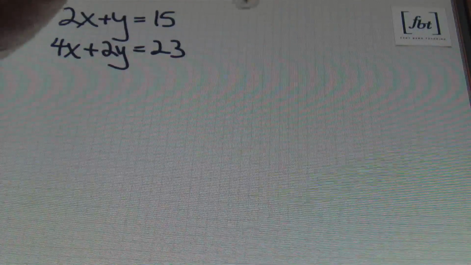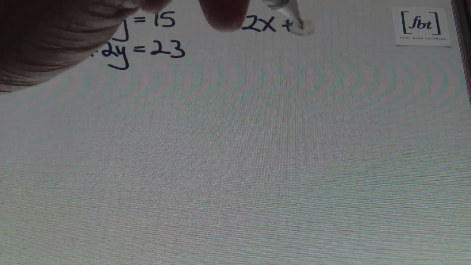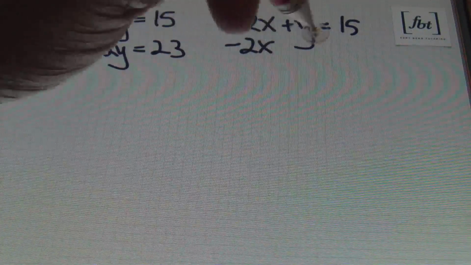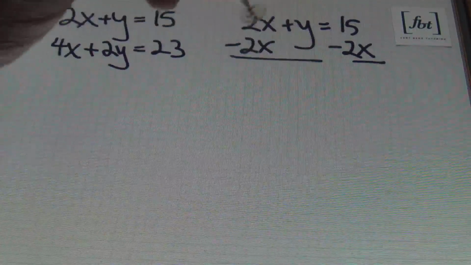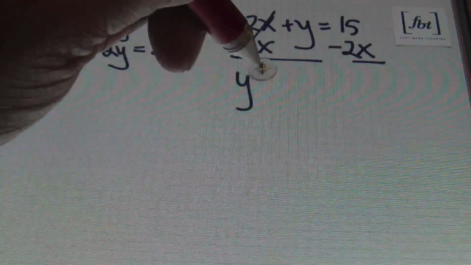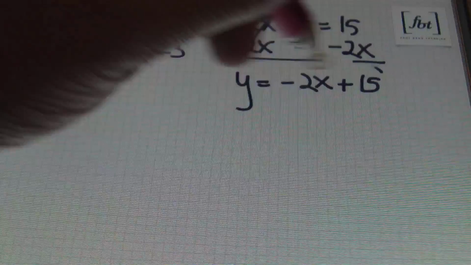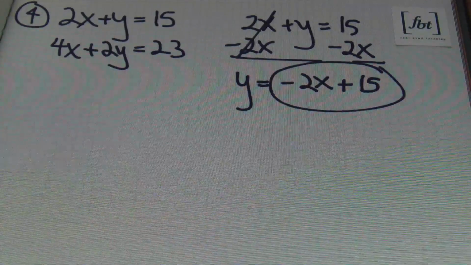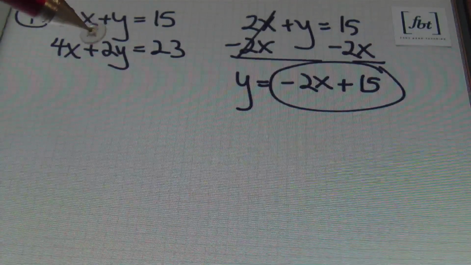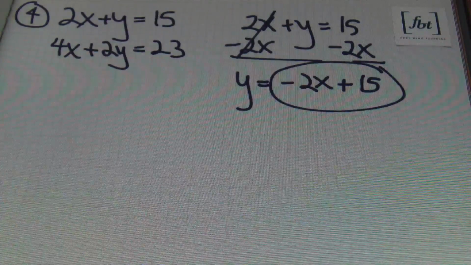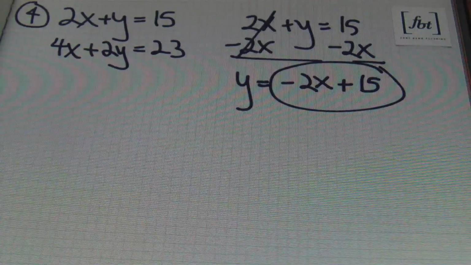So I'm going to take my first equation, this 2x plus y equals 15, and I'll solve for y by subtracting 2x from both sides of the equal sign. This gives me a result of y equals negative 2x plus 15. So this is the value that I'll be plugging into the second equation. So instead of writing 2y, I'll be writing 2 times this negative 2x plus 15. It'll look just like this.